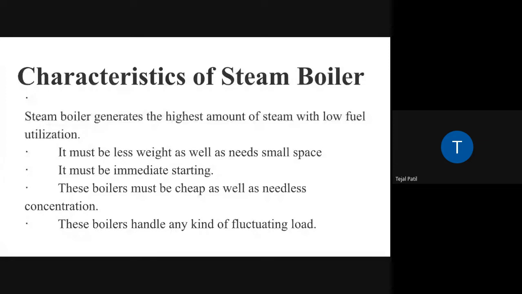Then the next one is, as well as need less maintenance. Boiler cost is already high actually, but when you are designing it, it should be designed in such a way that its cost should be less, as well as needs less maintenance. That means maintenance should be less.